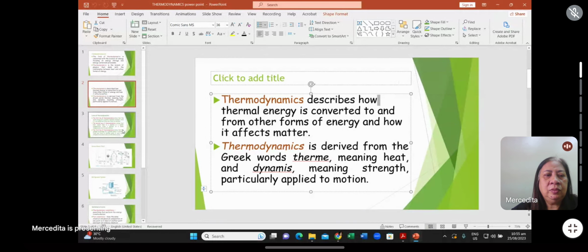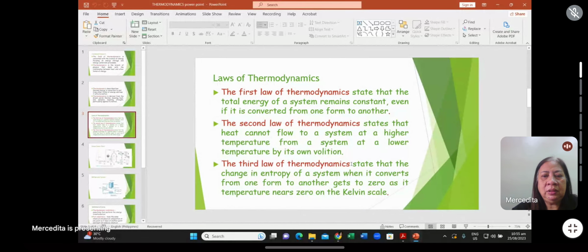Okay? Now, here we have the laws of thermodynamics. Okay. Actually, there are 4 laws of thermodynamics, starting with the zeroth law. But we're going to discuss zeroth law sa ating properties of substance. It relates with the properties of our substance. So, for the major laws of thermodynamics, we have the first law, the second law, and the third law. Of course, the first law states that the total energy of a system remains constant, even if it is converted from one form to another. So this is the statement for the conservation of energy.